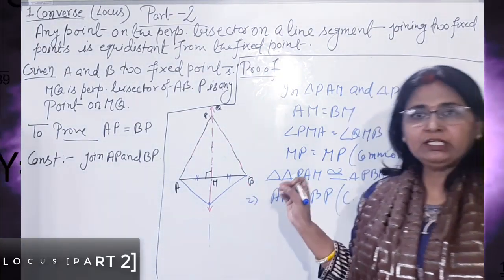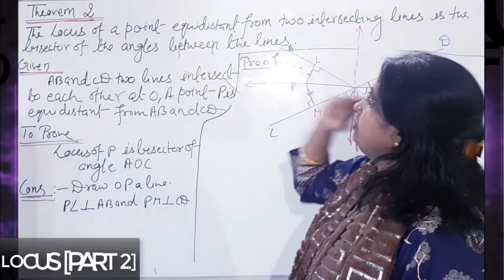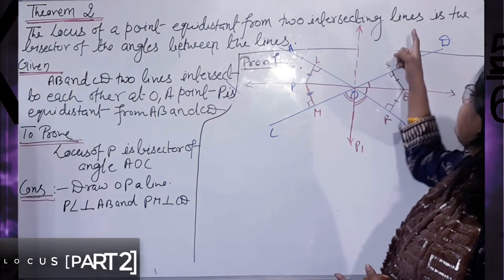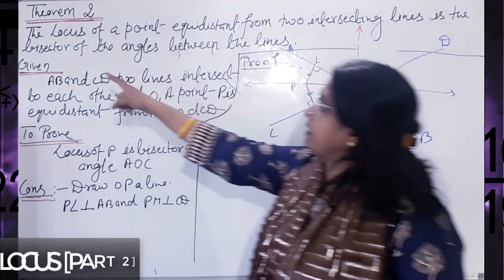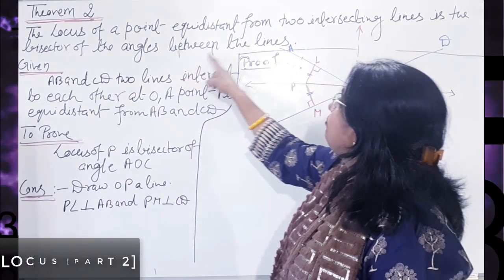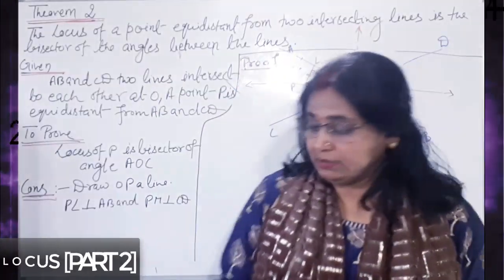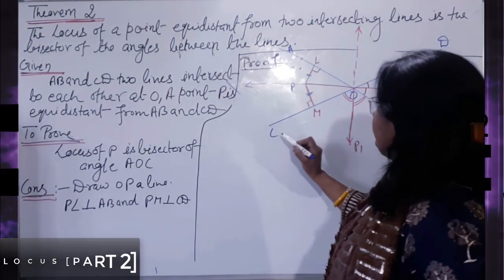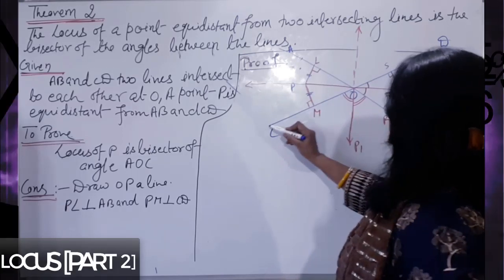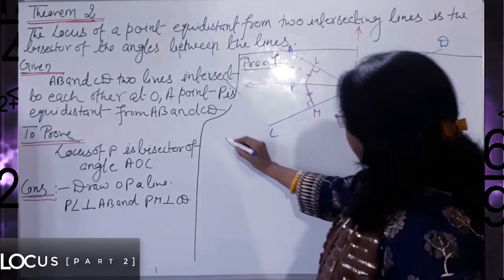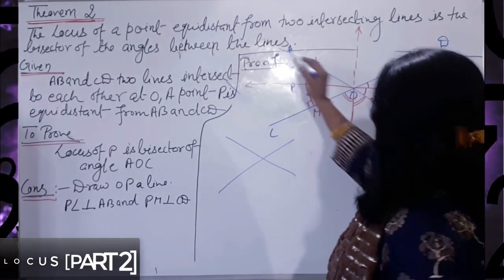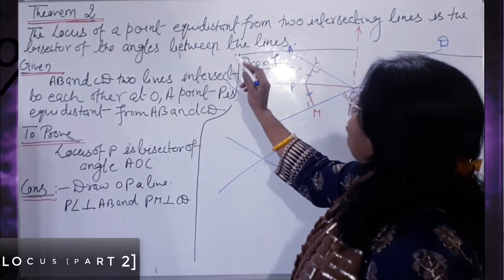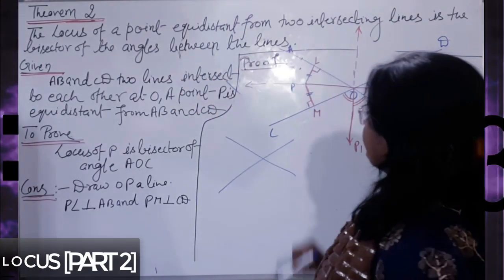Now I am going to prove the second theorem. The locus of a point equidistant from two intersecting lines is the bisector of the angles between the lines. That means I have taken AB and CD, two intersecting lines. The locus of a point equidistant from two intersecting lines.